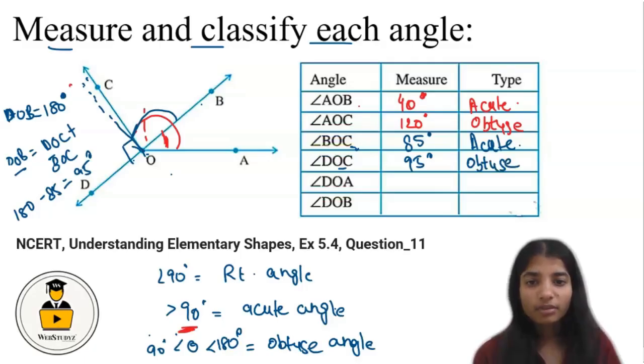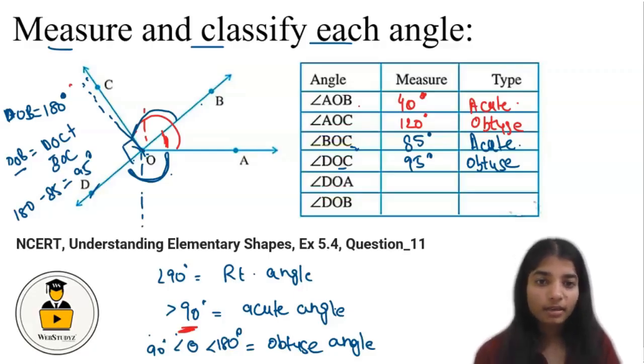Now we have to find out the value of angle DOA. So this is our angle DOA. We can see that DOA is somewhat greater than 90 degrees. When we measure its value using a protractor, we get 140 degrees. 140 is greater than 90 but less than 180, so we can say that this is an obtuse angle.